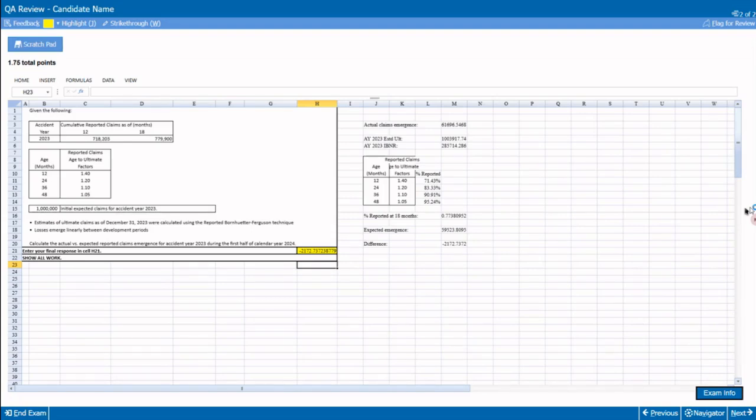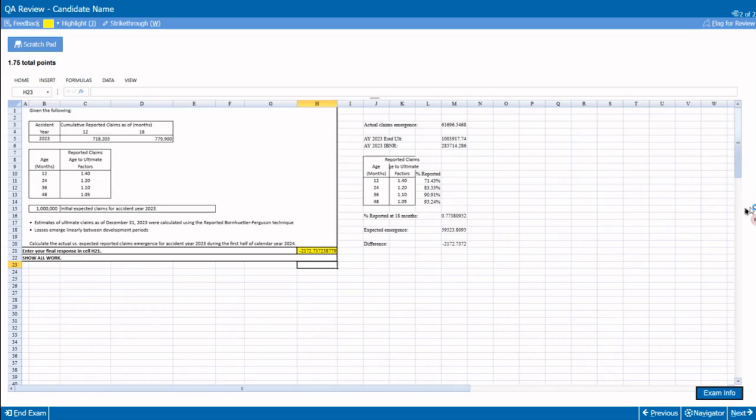The other piece of information we provide is that losses emerge linearly. So candidates should first take the reciprocal of the cumulative development factors, inverting them to get a percentage reported curve, and then interpolate that vector to get the 18-month percentage reported before calculating the expected emergence. Those are two key assumptions we would want candidates to see, and are areas where candidates potentially have different assumptions and may not score full credit.